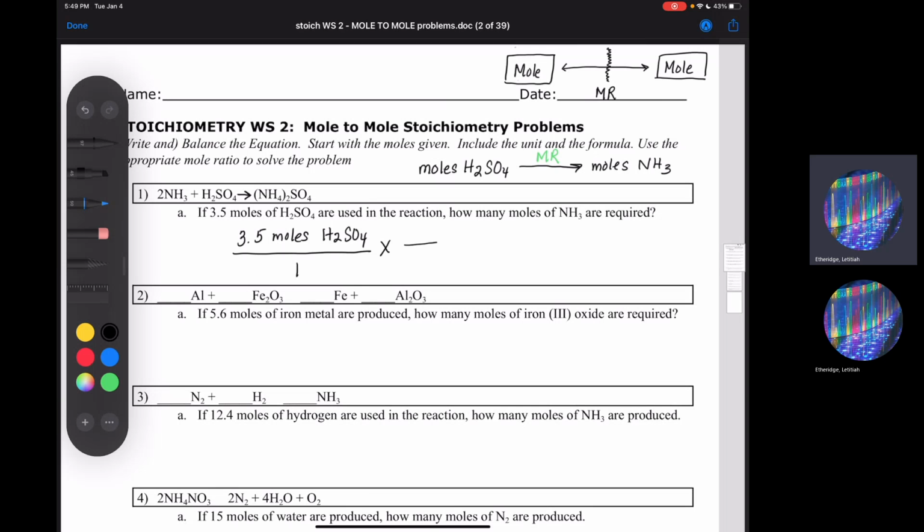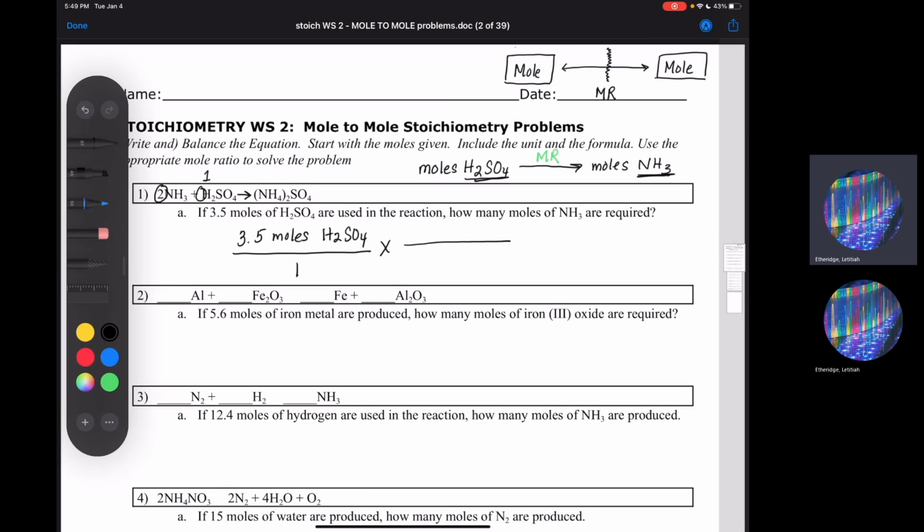Then we need to figure out what conversion factor we are going to use. We are going to get that conversion factor from the mole ratio in the equation. Okay? So we are trying to convert between sulfuric acid and ammonia. Those are the coefficients that I'm going to look at. My coefficient for ammonia is going to be 2, and my coefficient for sulfuric acid is going to be 1. Remember, no coefficient is an implied 1.